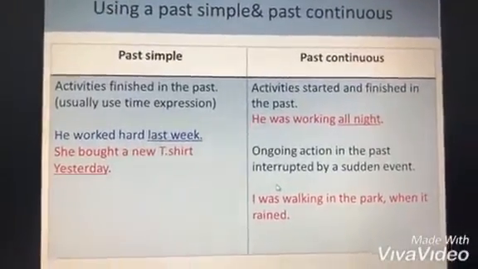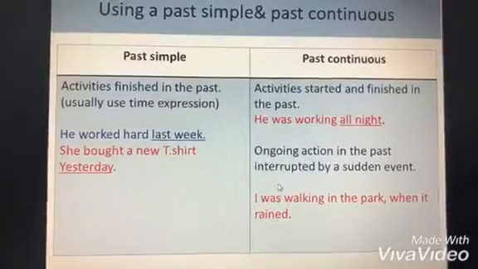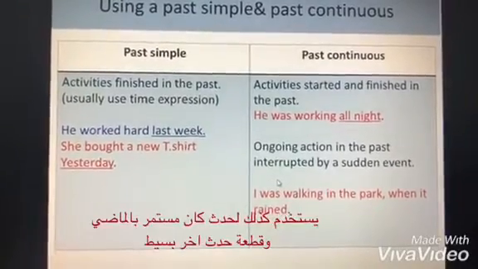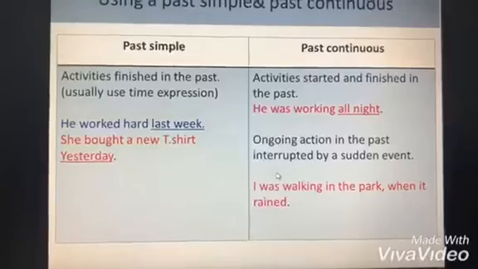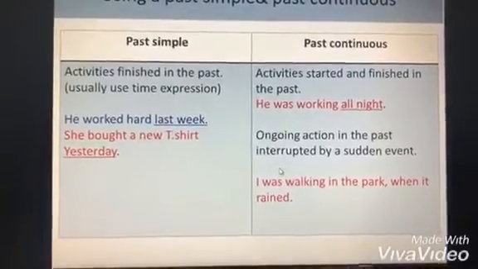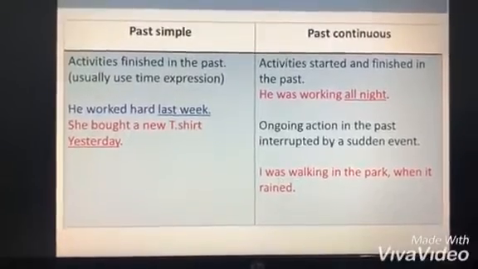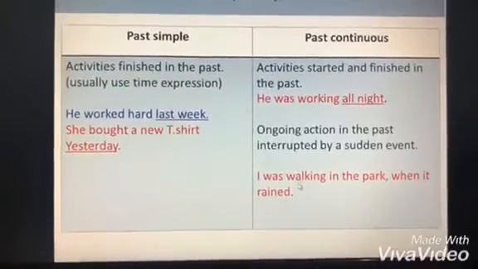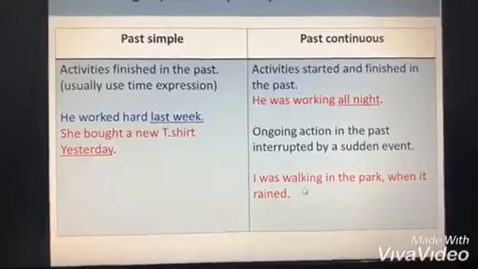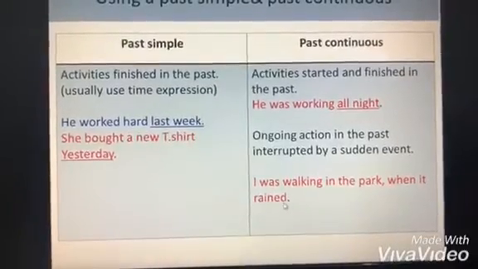We can also use past continuous with an ongoing action in the past interrupted by a sudden event. For example, I was walking in the park when it rained. Walking is the ongoing action, and rained is the interrupted action.